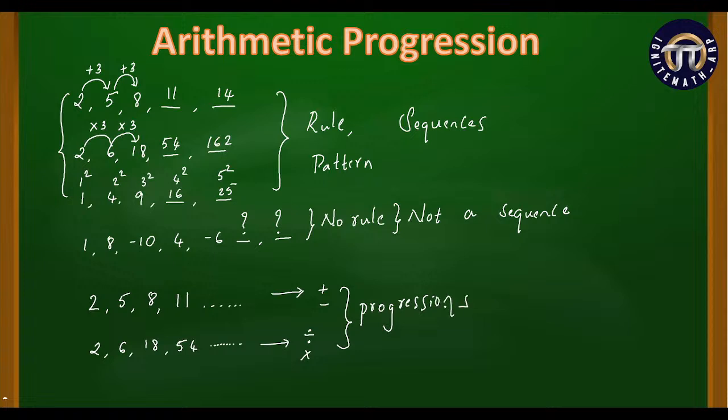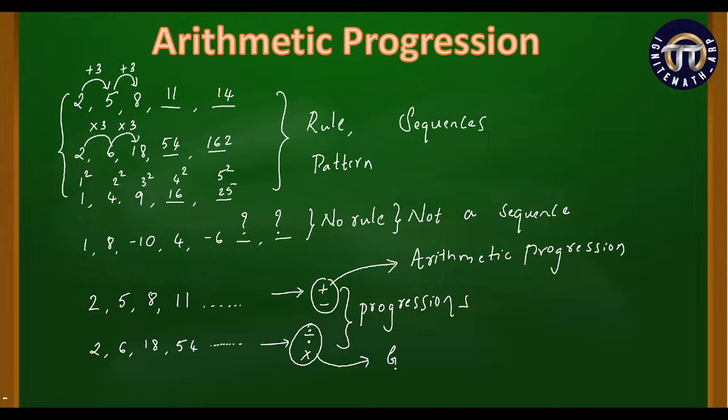Especially whenever some constant number is added to the existing number, or some constant number is subtracted from the existing number, then it is called an arithmetic progression. Or when the existing number is divided by a constant number or multiplied by a constant number, then we call it a geometric progression.